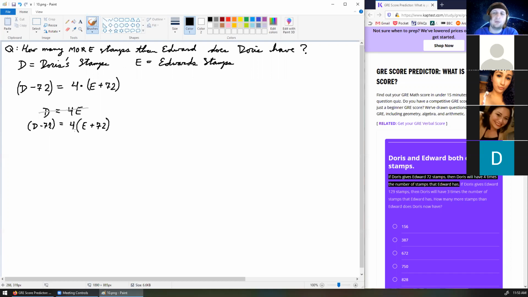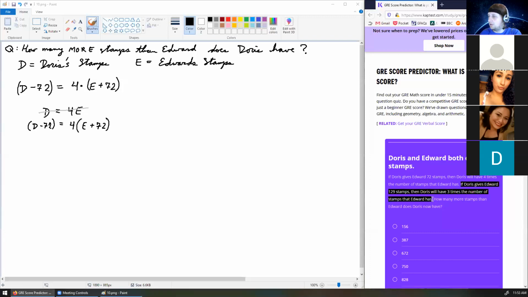This four times relationship is only true if we take 72 of Doris's stamps and give them to Edward. This is tricky, I know. What's the other relationship? So then it would be D minus 129 equals 3 times E plus 129. Great, okay. So I'm going to write this over here.